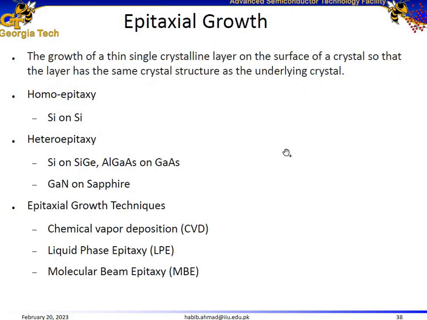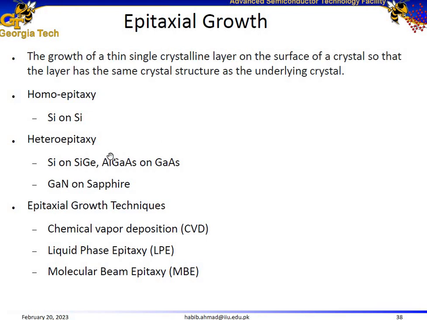Epitaxial growth. Epitaxy means layer by layer growth of single crystal materials. And epitaxy could be homoepitaxy. For example, you can have a silicon wafer and you want to deposit silicon on top of that silicon wafer. This is called homoepitaxy. Or it could be heteroepitaxy.